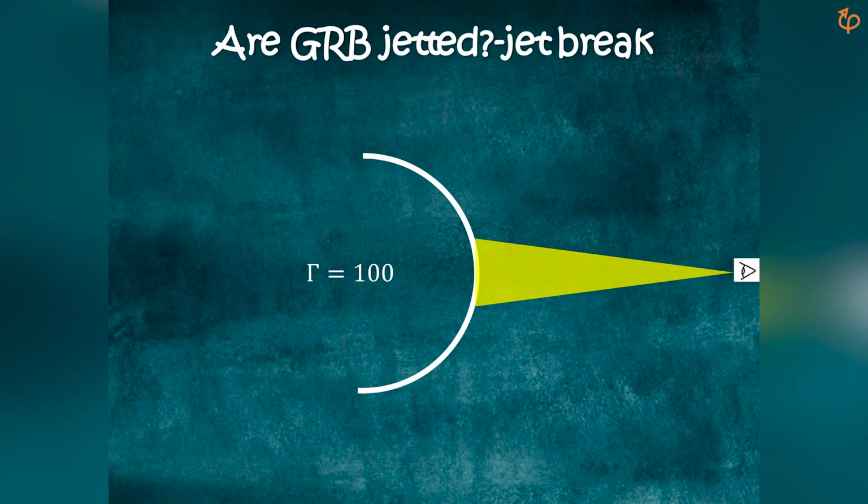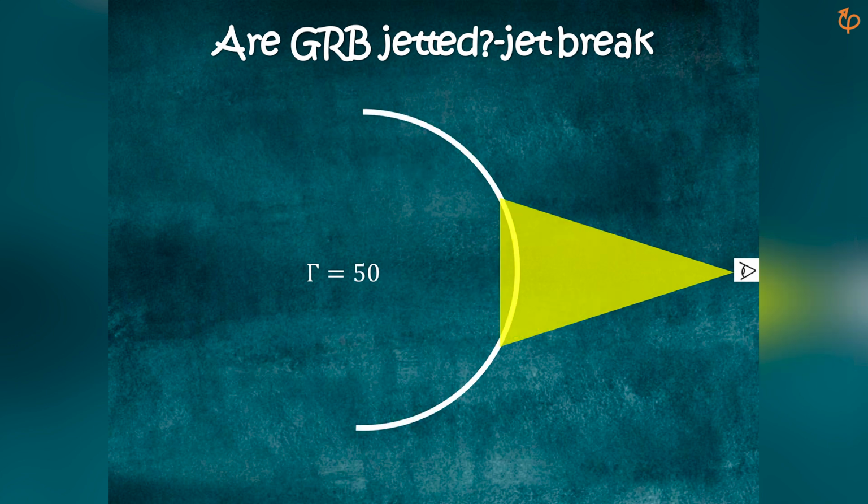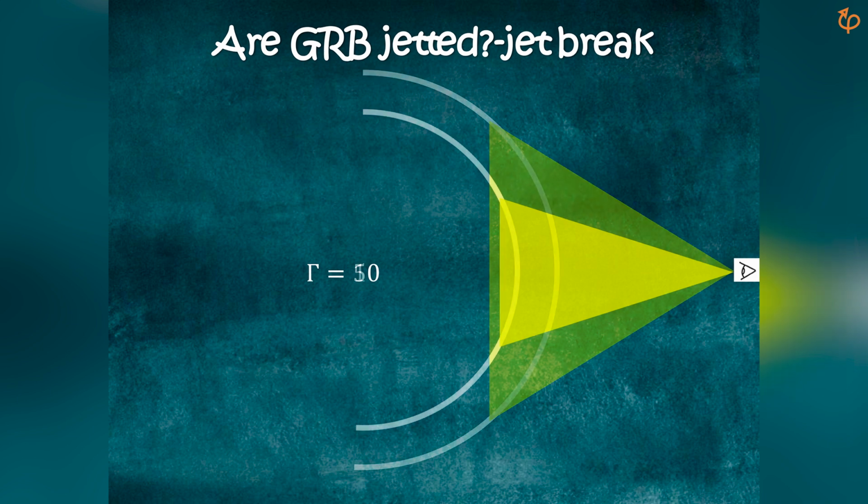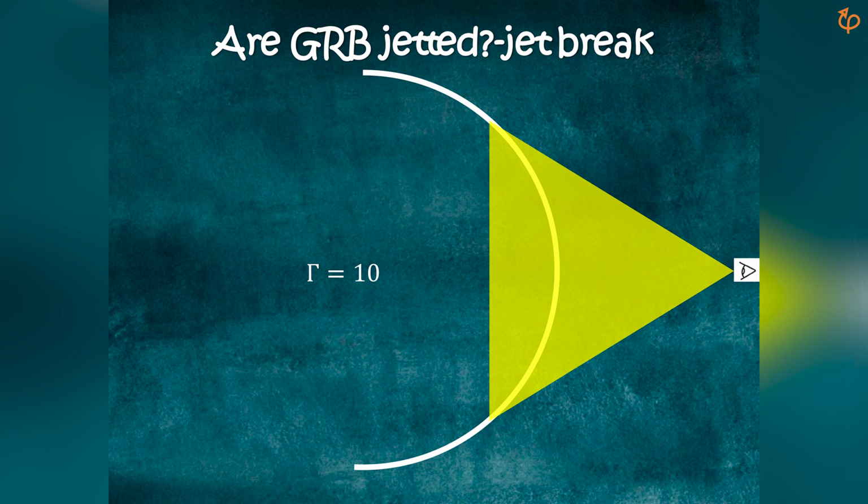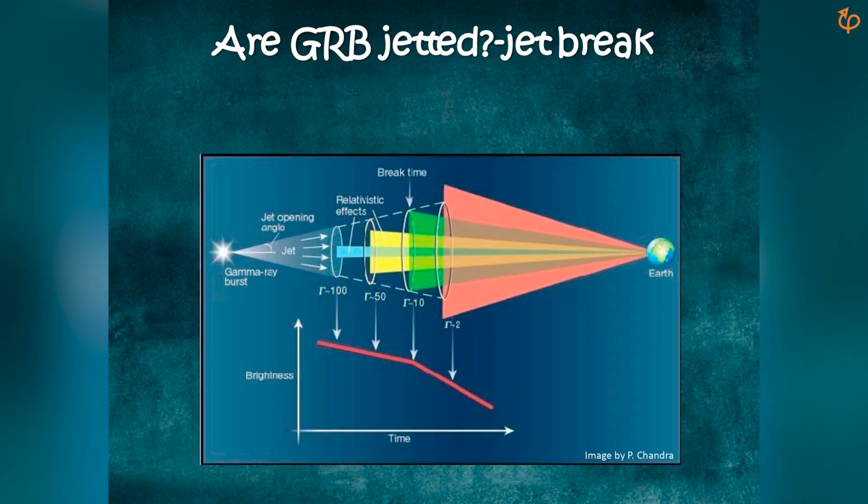So as this shell slows down, its Lorentz factor is decreasing. I can start with a Lorentz factor of 100. After some time, the Lorentz factor drops to 50. But since I see a cone with an opening angle of 1 over gamma, it means that I will see a larger part of that shell. And as the shell continues to decelerate, I see a larger and larger fraction of that shell. So what will happen is that as this shell continues to decelerate and my observed cone is increasing, the energy that I will see coming in from it will be smaller and smaller and smaller.